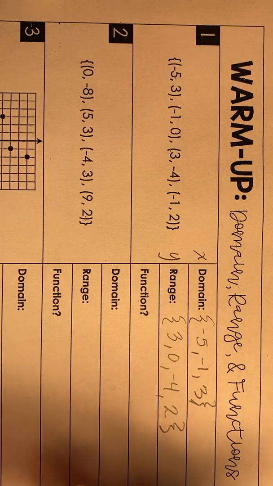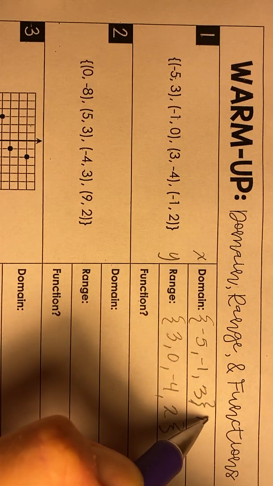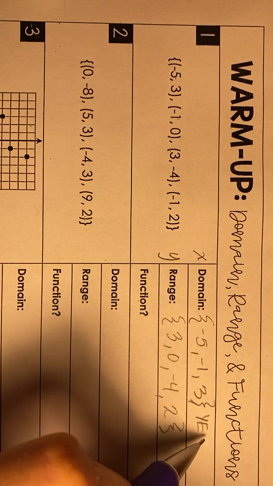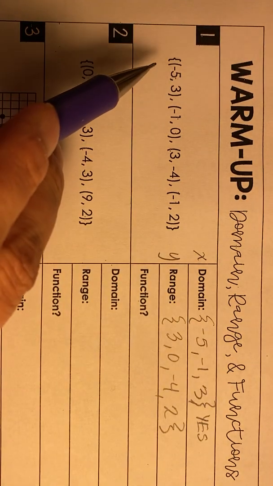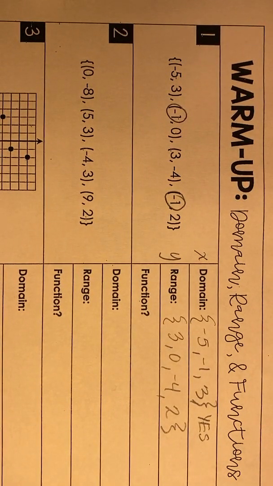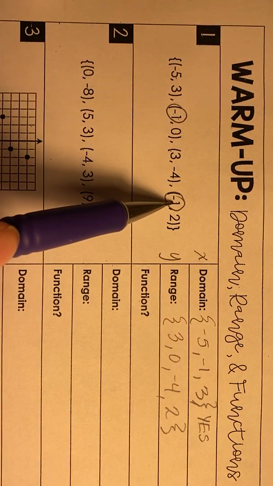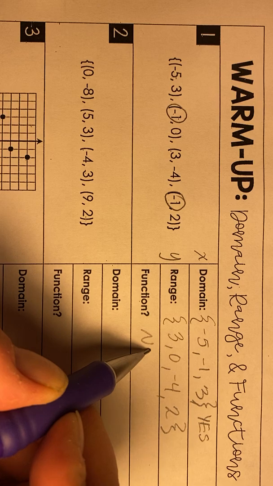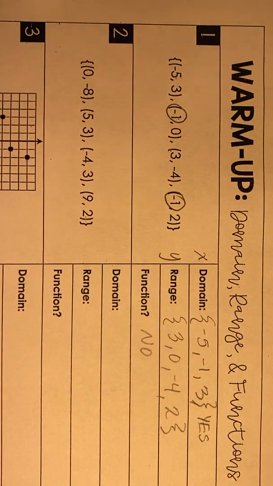No repeats. Were there repeats in the domain? The answer was yes. Remember, the repeat for this was -1, and I'm going to circle that because it helps me. If the domain repeats, meaning that there's an x that repeats, the answer to this question is no, because there's not a one-to-one pairing between domain and range.